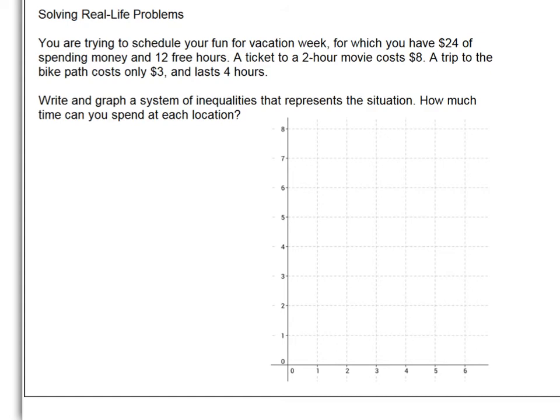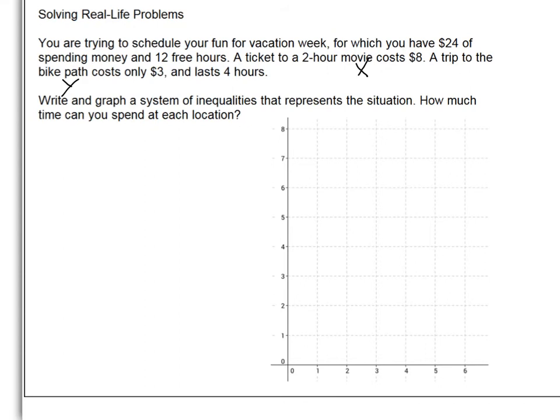on this vacation. Like I usually do, I need to come up with variables to represent each of my options here. So I'm going to use X to represent the number of times that I'm going to the movies, and Y to represent the number of times that I'm going to the bike path, just because that's the order that they arrive in. It doesn't really make a difference there.